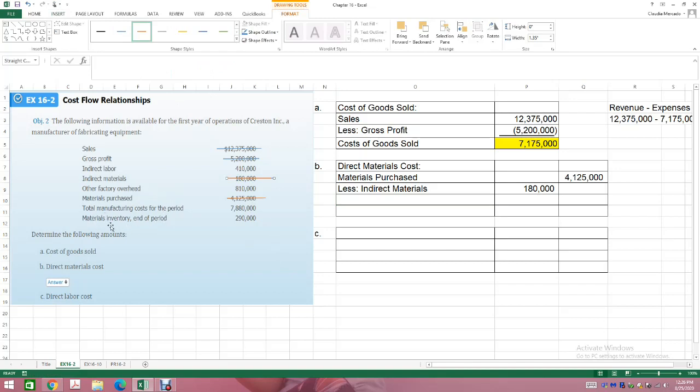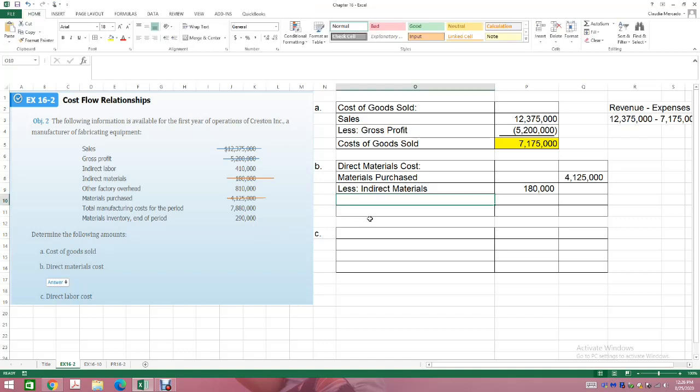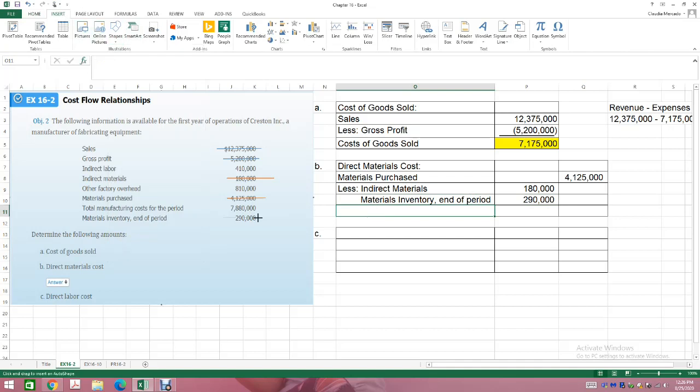Okay. Materials inventory, end of period. So what this means is, yes, you did purchase $4.125 million in materials, but at the end of the period, you still had $290,000 remaining, which means you didn't use that. Because you haven't used it, you can't put it in your calculation. You need to exclude it because it has not been used. So I'm going to deduct my materials inventory, end of period. Okay. And we had $290,000. I'm going to mark that off, that way I know I've used it.